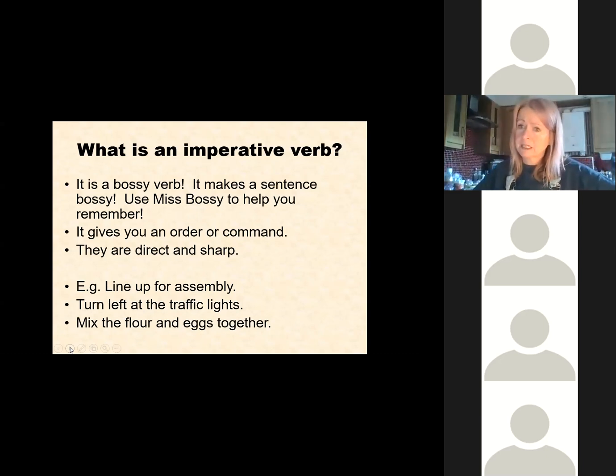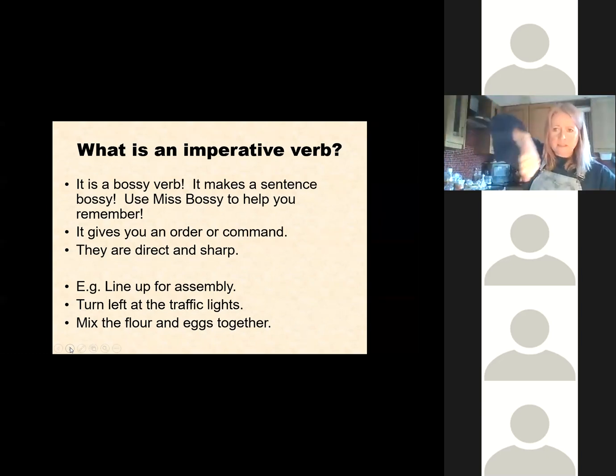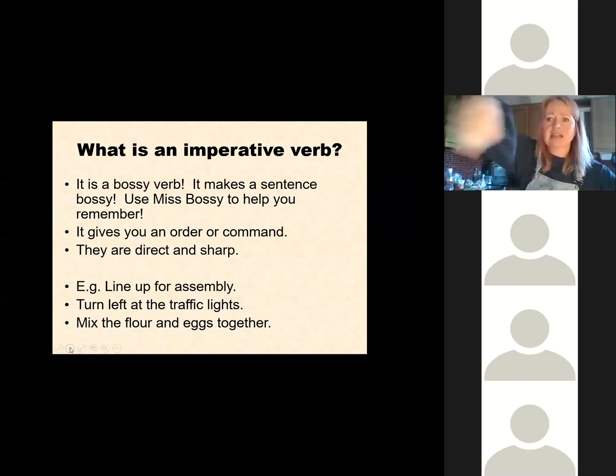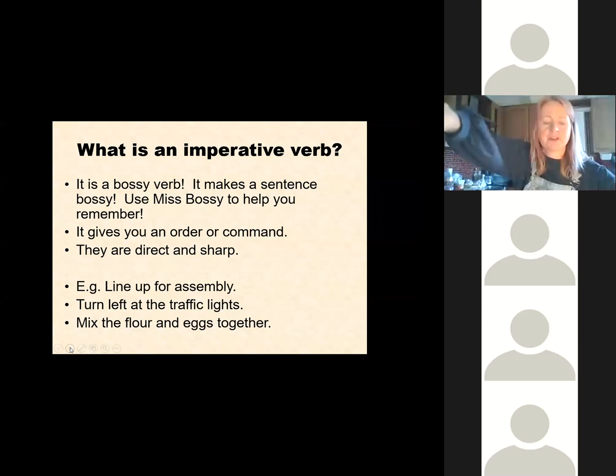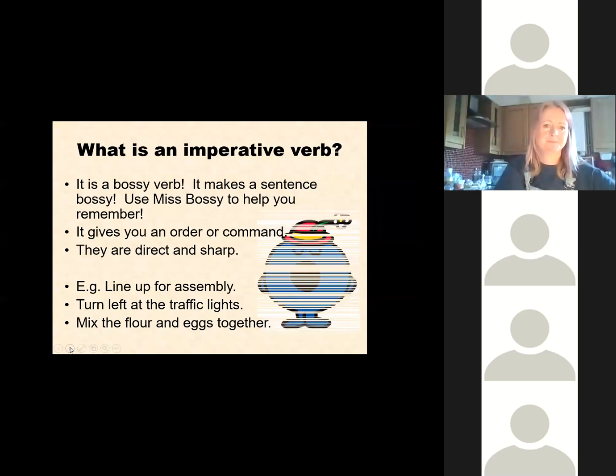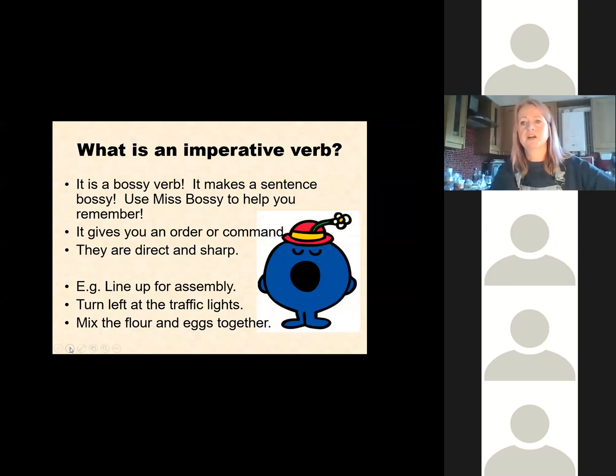Or in a recipe, mix the flour and eggs together. Mix the flour and eggs together. Everybody do the action word. Mix the flour and eggs together. Very good. There she is again, our favourite, Miss Bossy.